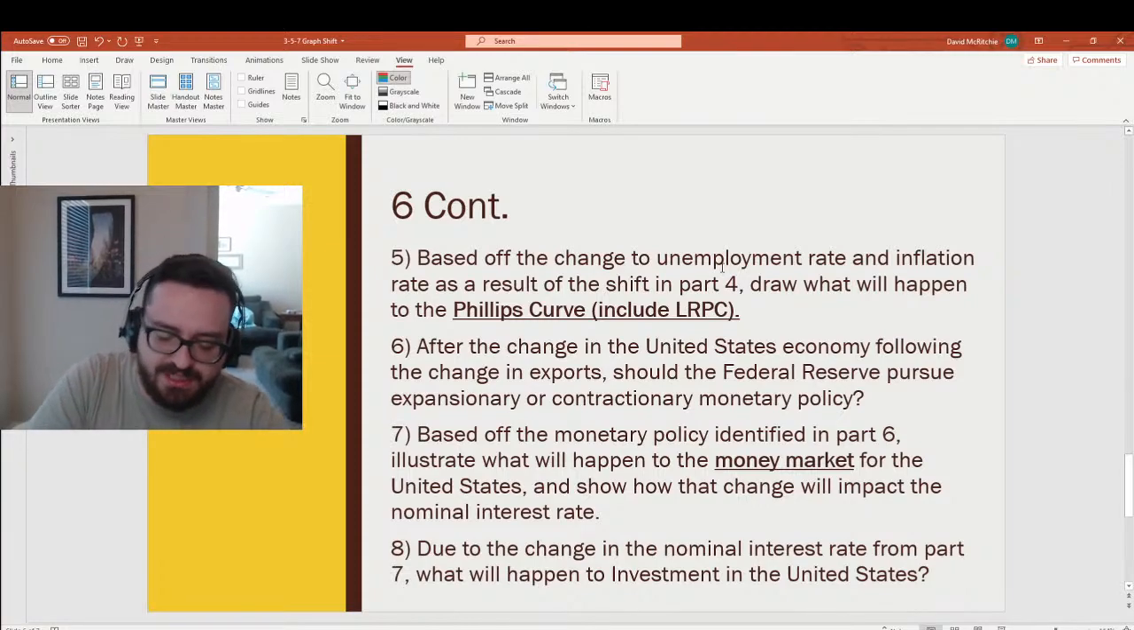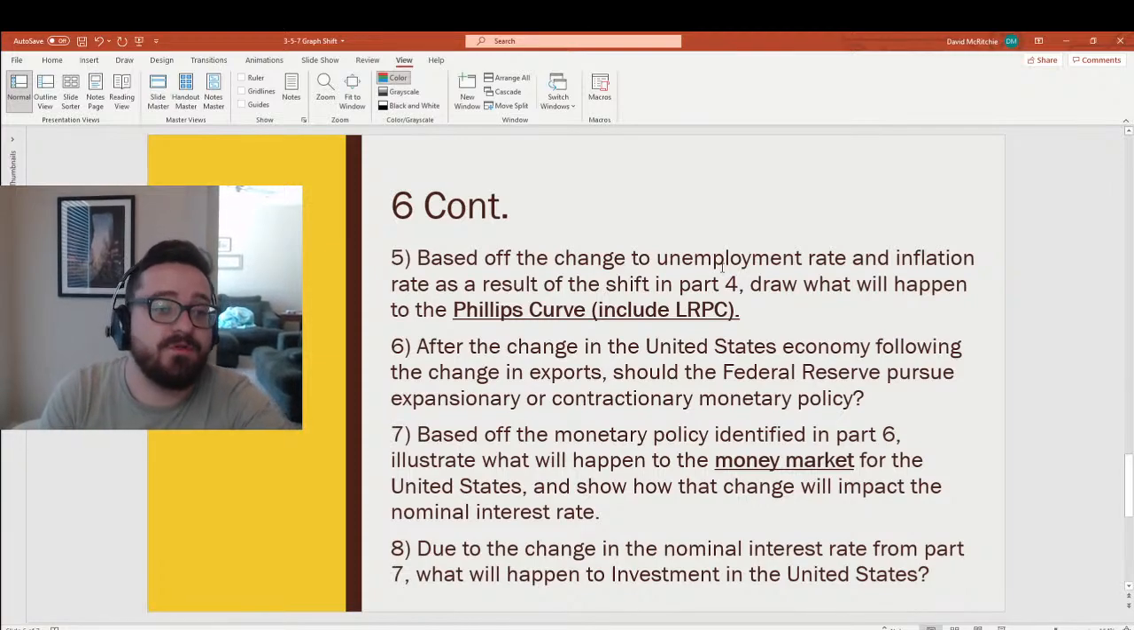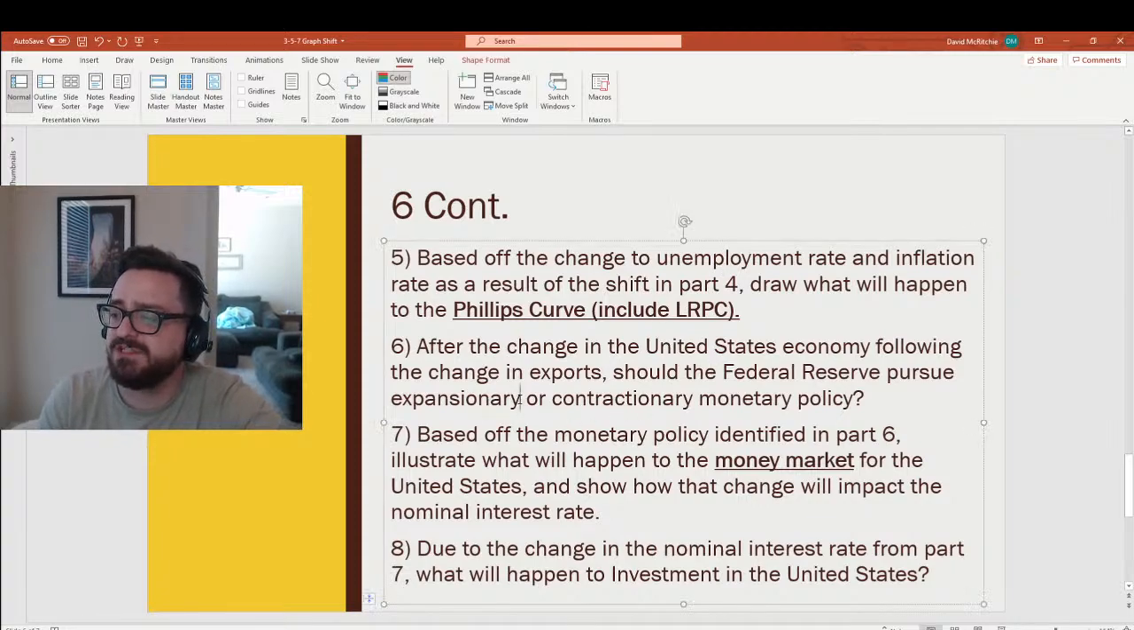Then in that situation, my GDP is lower than what it's supposed to be. I was at full employment and then my exports went down. No, I was at full employment, now I'm doing worse. That's not what I want. So what should the government do? The Federal Reserve, in this case, should pursue an expansionary policy.